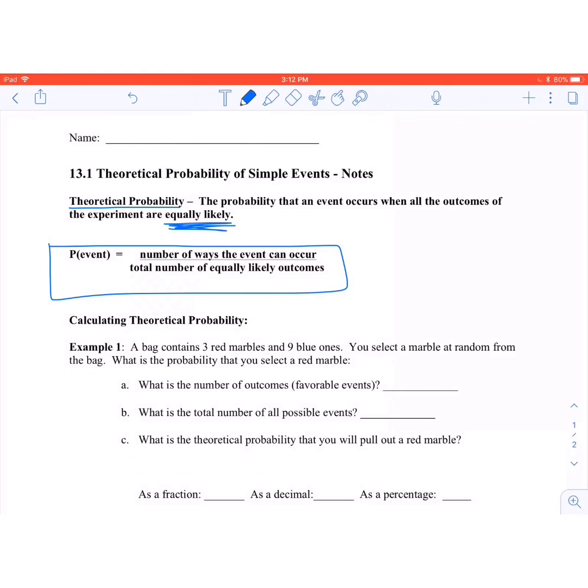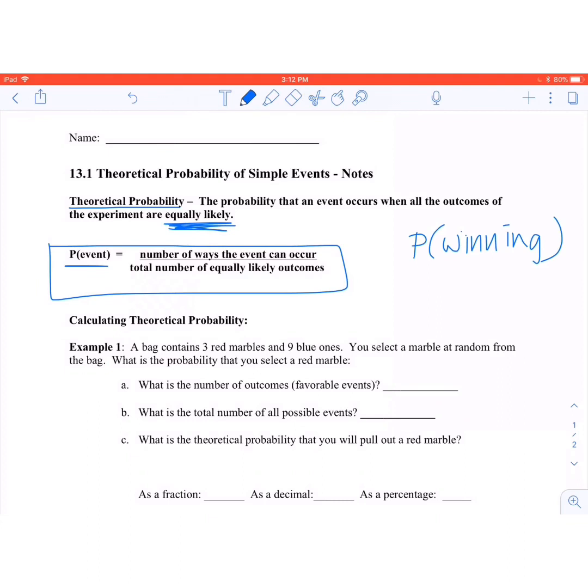Okay, so here is the probability of an event happening formula. So here, P in parentheses event doesn't mean P multiplied by event. It means what is the probability of an event happening. So if I were to say P in parentheses winning, what I'm talking about is, what is the probability of winning?